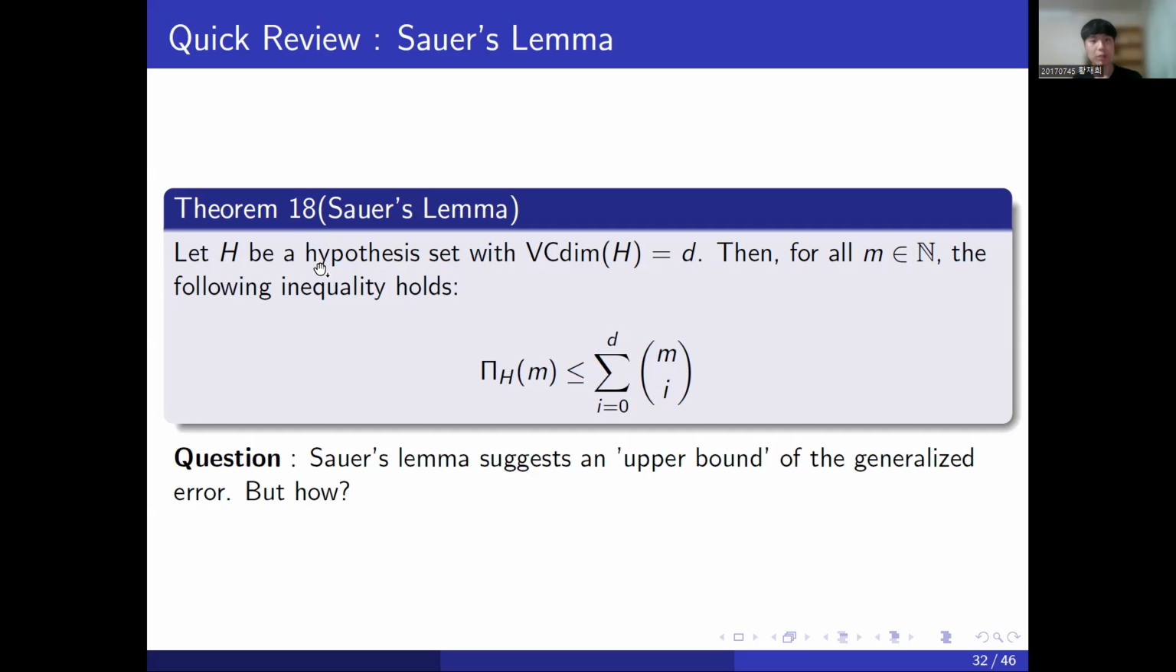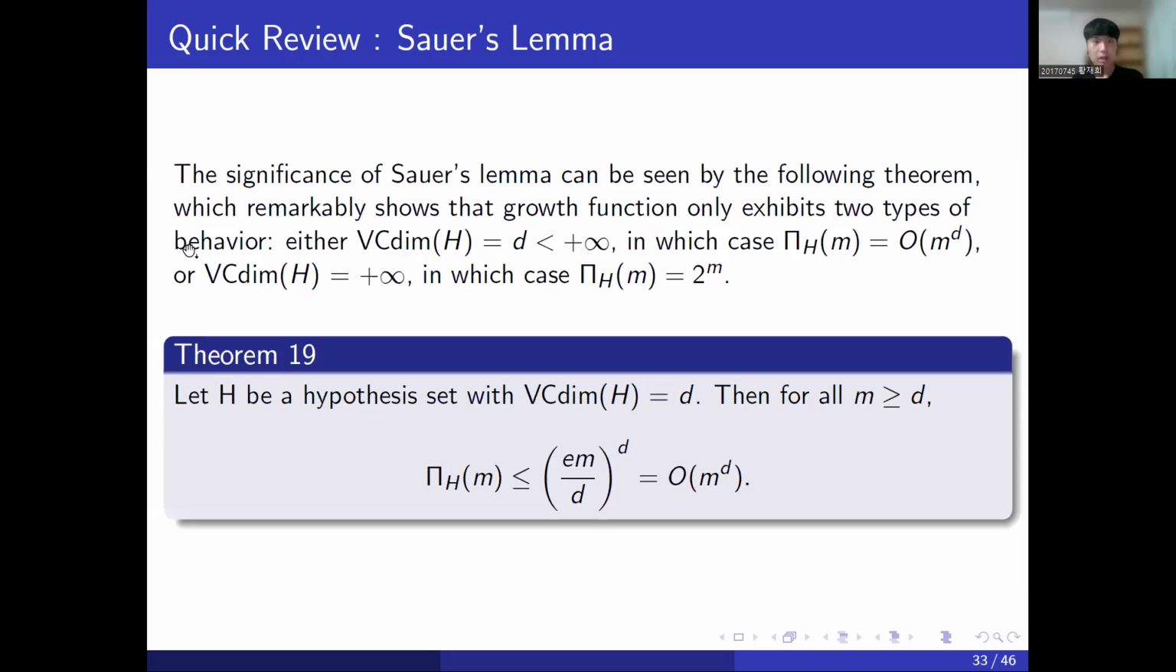Let H be a hypothesis set with VC dimension equal to d. Then for all natural numbers m, the following inequality holds. So I have one question. Sauer's lemma suggests an upper bound of the generalization error, and this is a relationship between PAC learnability and Sauer's lemma. But how and why is this important? So I'm going to introduce the importance of Sauer's lemma, and explain this more precisely.